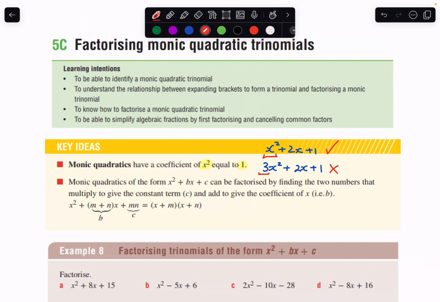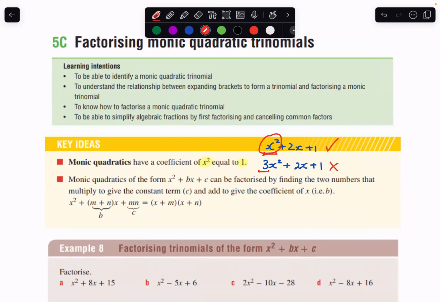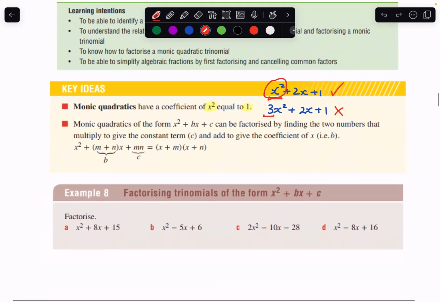Remember what I said from last lesson. In the test, they will ask you to factorize, but they don't tell you what kind of method you're going to use, so you need to be able to realize. When you see that the coefficient of x to the power of 2 equals 1, then you are going to do monic quadratic trinomial. You're going to use the way that I'm going to teach you today. All right, let's have a look at the question.